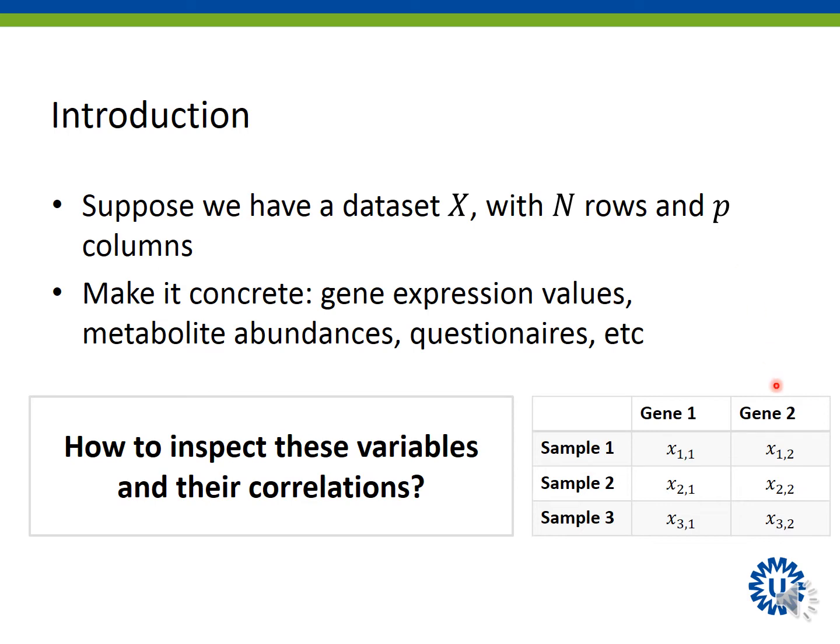So here is an example of a dataset. We see the samples across the rows, so sample 1, 2, and 3, and we see the features across the columns, gene 1, gene 2, and so on. And we see that each gene and each sample has a measurement. The general question here is how to inspect these variables and their correlations. Which variables are important, or which samples are important, and so on.